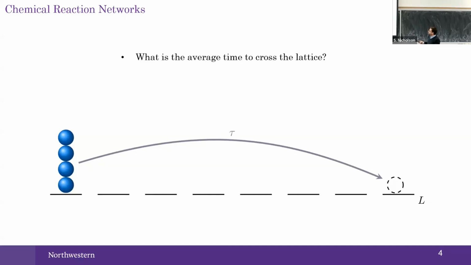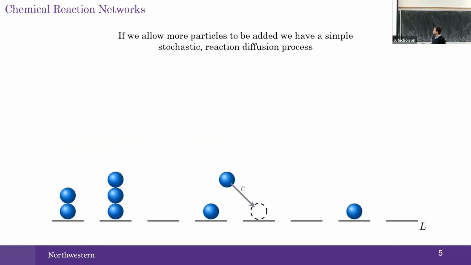So for example, we could put all the particles on one side and we could ask, what is the average time to cross the lattice? But we want to make things more complicated. And so the next step is we can drop particle conservation. We can allow the creation and the annihilation of particles.